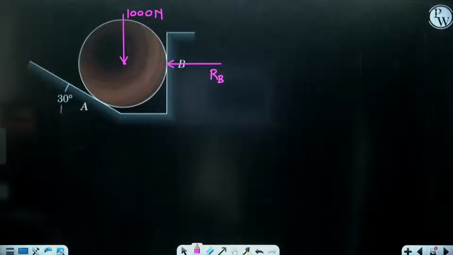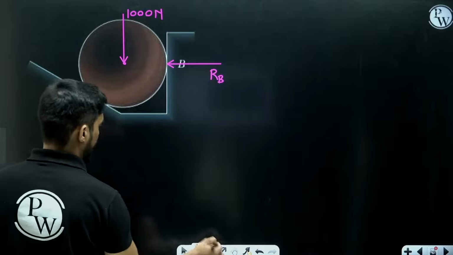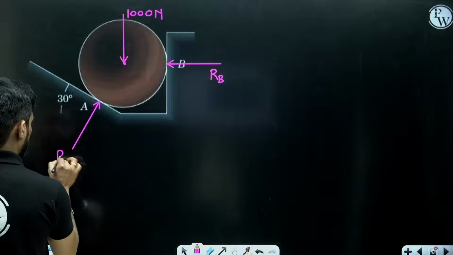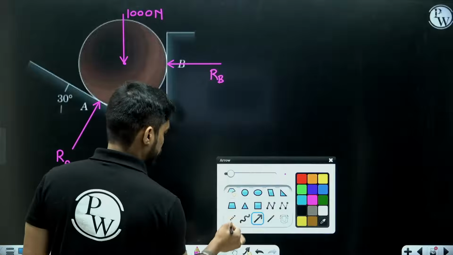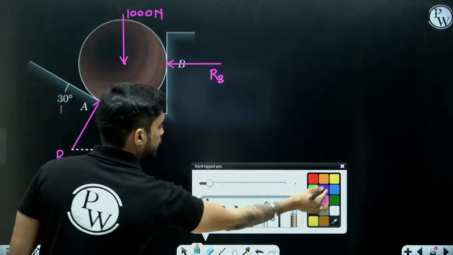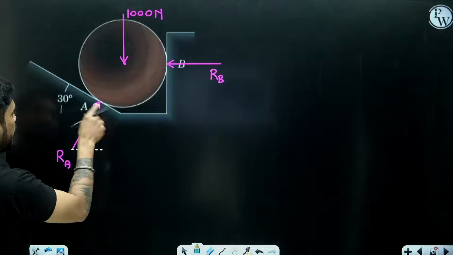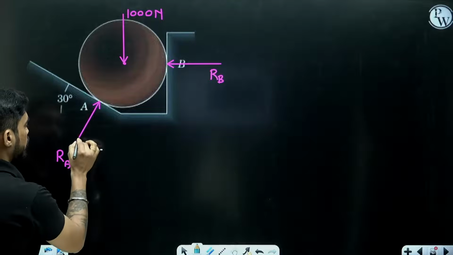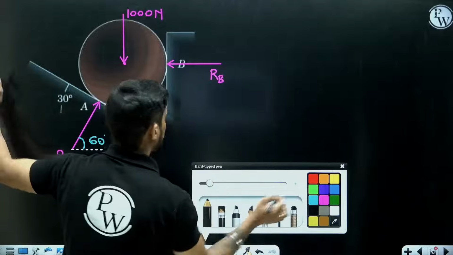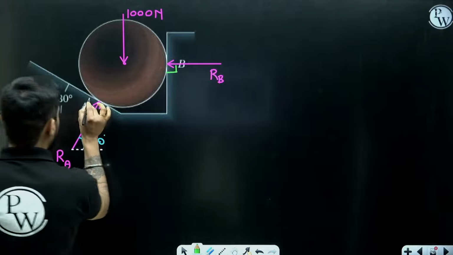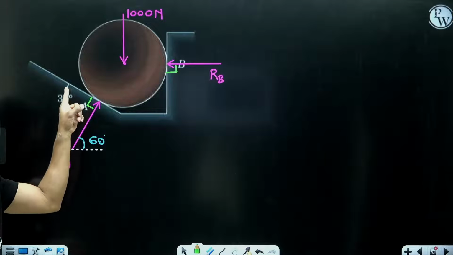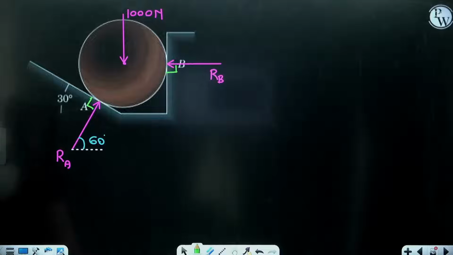Similarly, at point A, the surface is inclined, so the reaction will also be inclined. What will be the angle? See, the surface is making 30 degrees with horizontal. So the normal of the surface will make 60 with horizontal. This angle is normal, 90 degrees. So the surface is making 30 with horizontal, and the reaction will make 60 with horizontal.